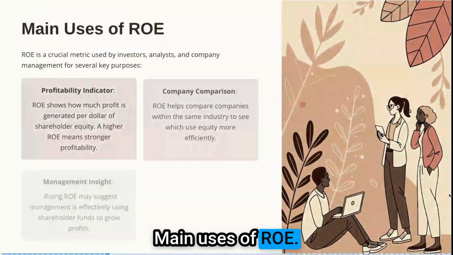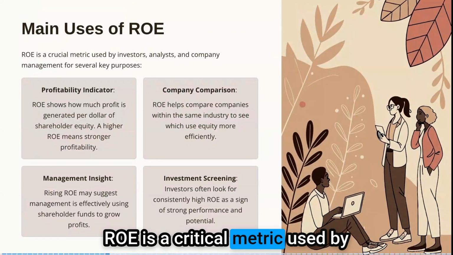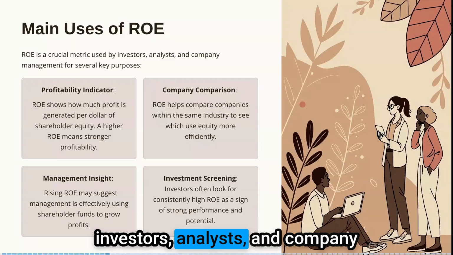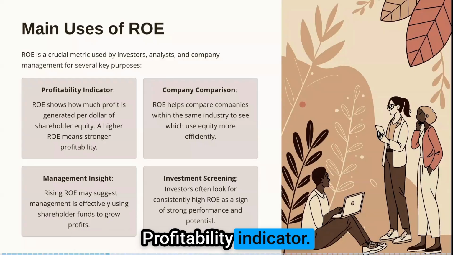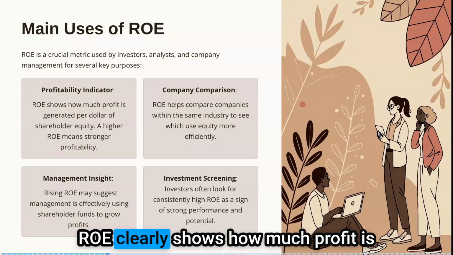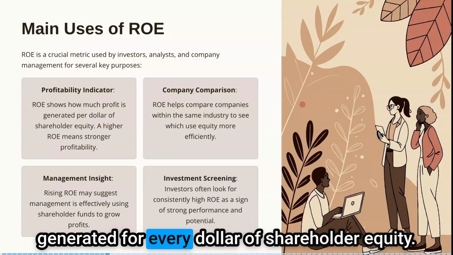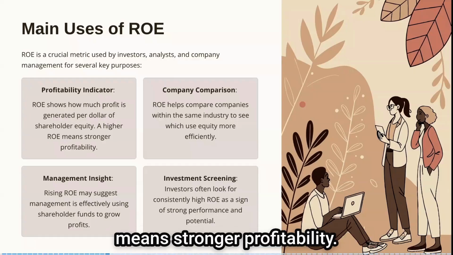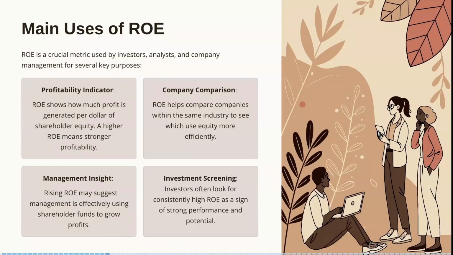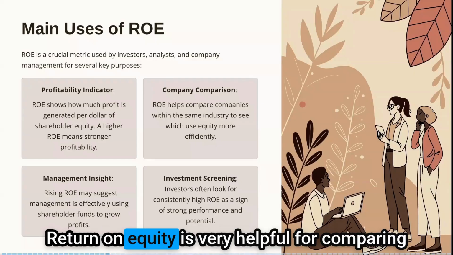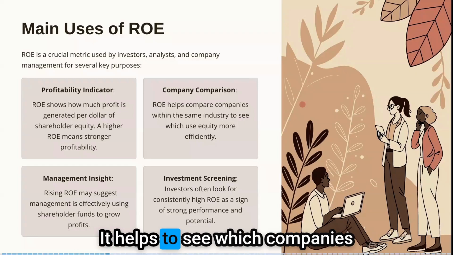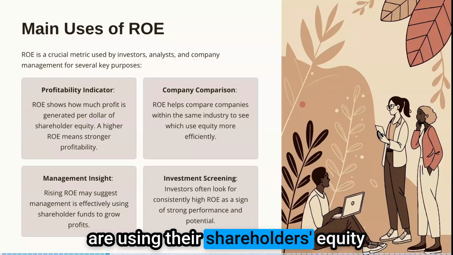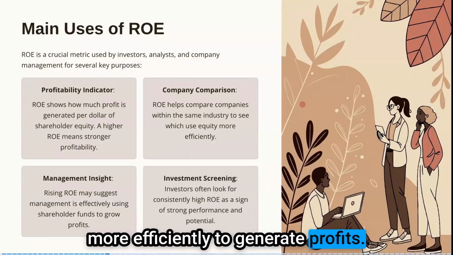Main uses of ROE. ROE is a critical metric used by investors, analysts, and company management for several key reasons. Profitability indicator. ROE clearly shows how much profit is generated for every dollar of shareholder equity. A higher ROE generally means stronger profitability. Company comparison. Return on equity is very helpful for comparing companies within the same industry. It helps to see which companies are using their shareholders' equity more efficiently to generate profits.